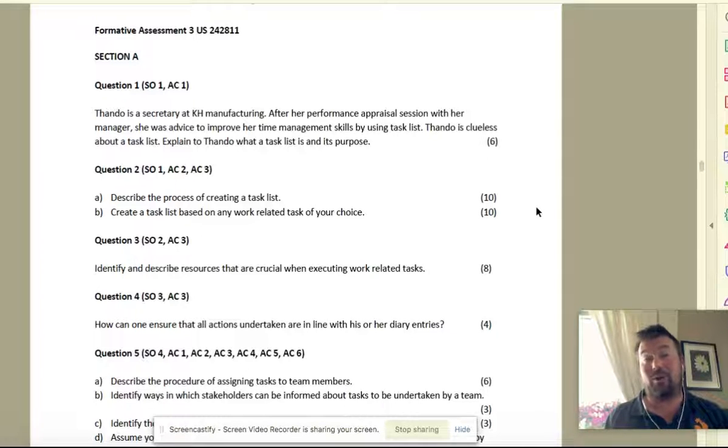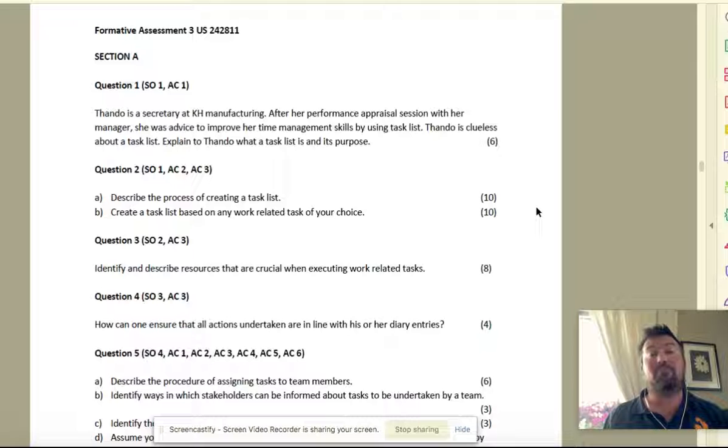So here's someone totally new to time management. Help her to put together a task list. Why should you put together a task list and what benefits is it going to have to her? Then question number 2 is describe the process of creating a task list. So if you want to go to the theory, go to page 6 in your workbook, and that's going to help you with the process.